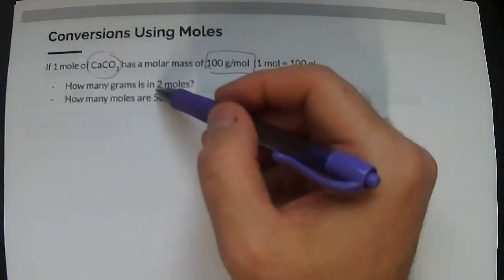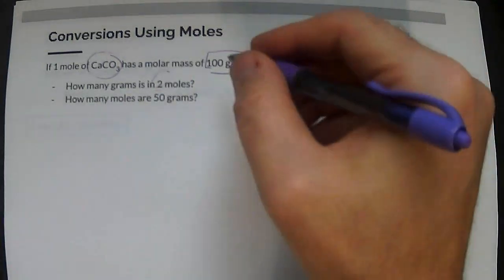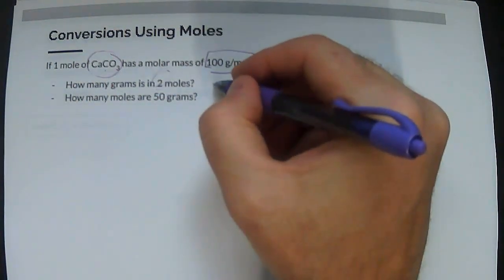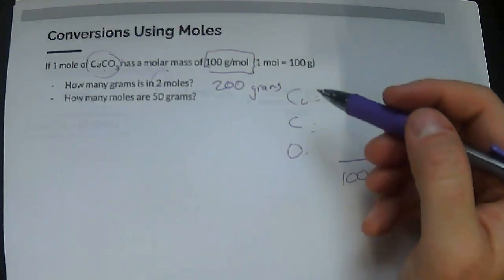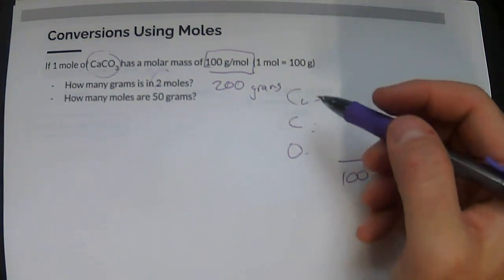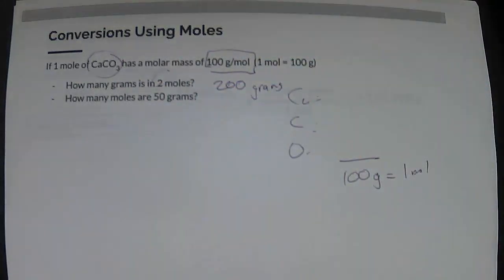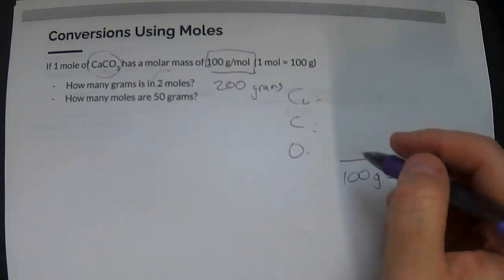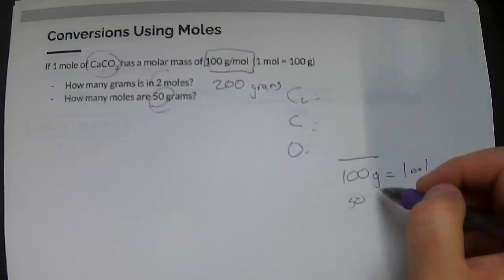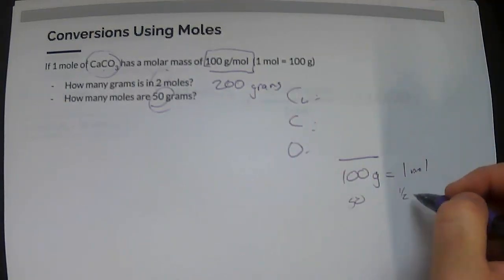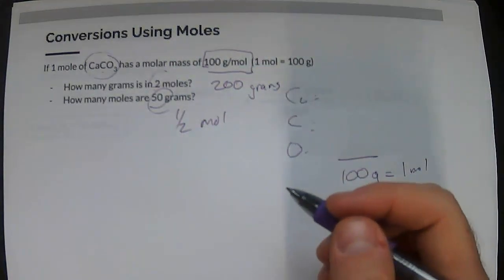Now, what if we had 2 moles? Well, if 100 grams is 1 mole, if we had 2 moles, we would double that, and that would be 200 grams. That's something that you can do easily in your head. And then, what if instead of 100 grams, we had 50 grams? If we had half the amount that's in a mole, that means we would have half a mole. So again, you can do those things in your head.